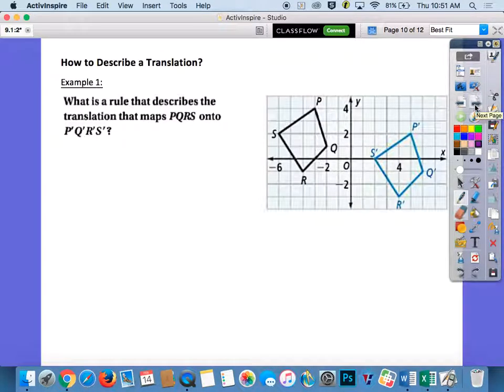And then what we want to do is we want to go backwards. Okay, so we want to write a rule of how much I moved. So I'm going from my pre-image to my image, so I am going 1, 2, 3, 4, 5, 6, 7, 8. All right, so 8 is going to be my horizontal movement. And then I went down 2. -2 is going to be my vertical movement. And that's all you guys have to do.